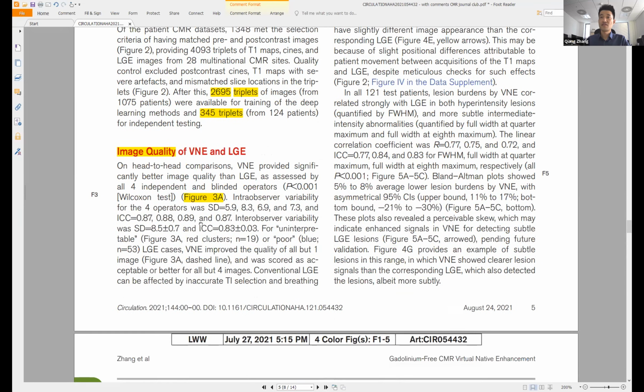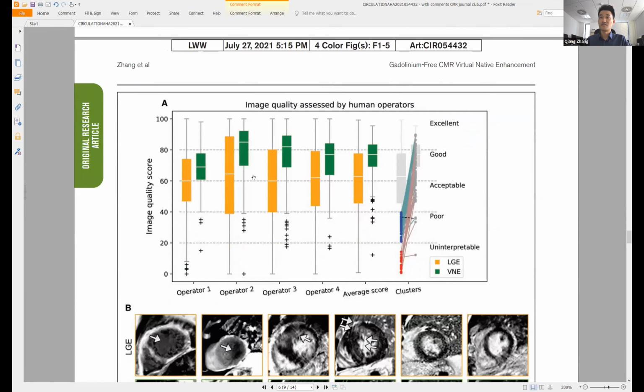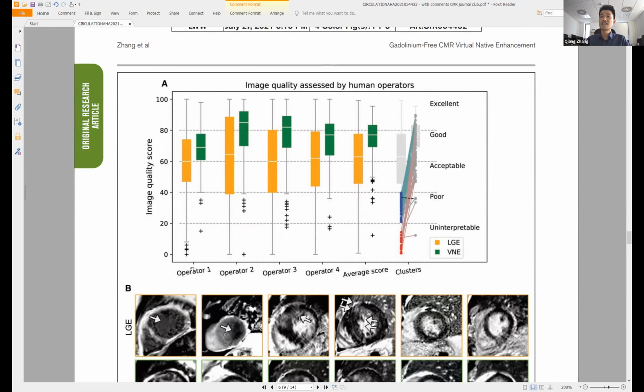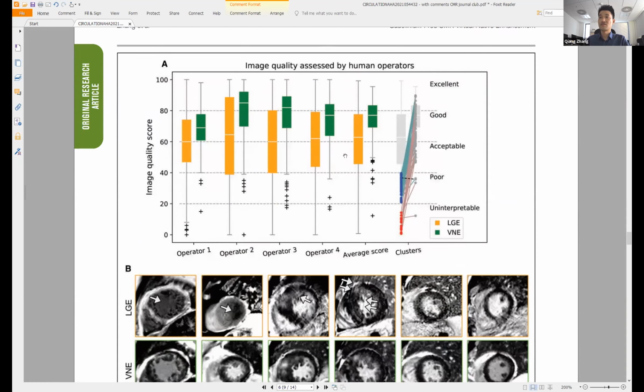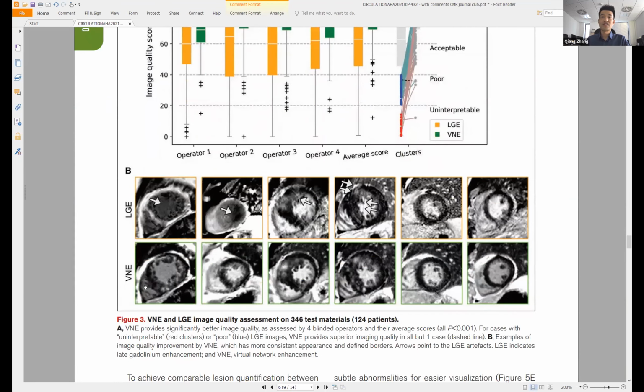For image quality, let me go straight to figure 3 for more intuitive results. We can see that all 4 operators scored VNE, as shown in green color here, to have significantly better image quality than LGE, as shown in yellow color here. And also the average score of the four operators is telling the same story, that VNE has better image quality than LGE. Now here are a few examples demonstrating that VNE images, shown in the bottom row, have significantly better image quality, a more consistent appearance and a more defined myocardial border than the LGE images.